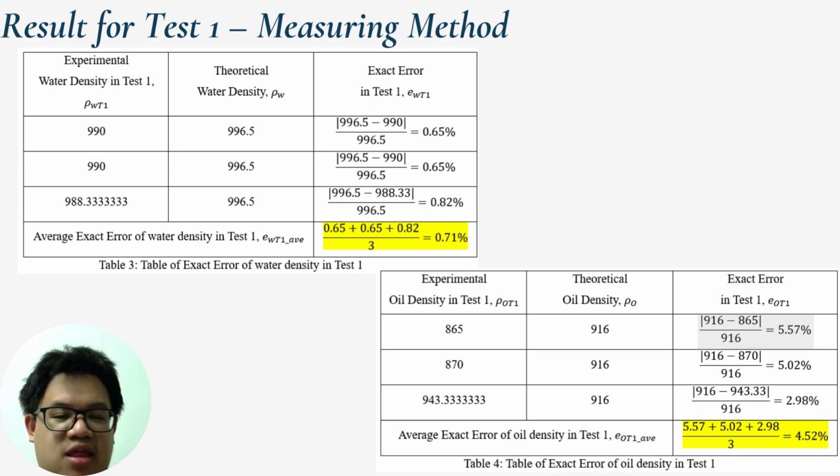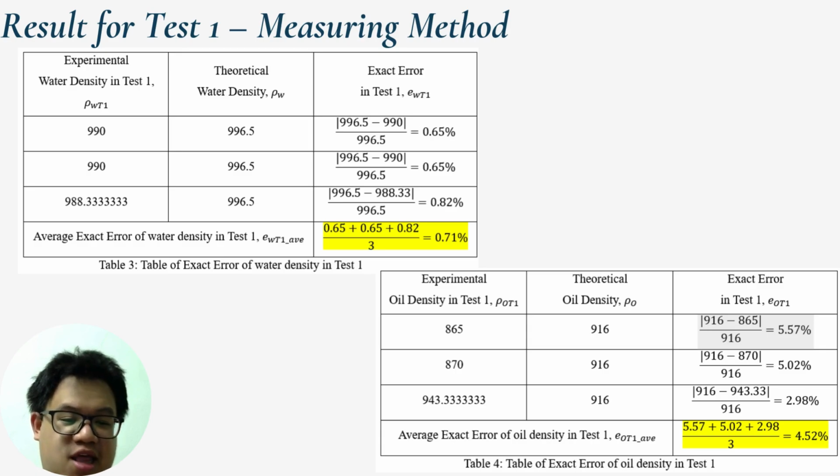So in test one, we can see that the average percentage error of water density is 0.71. I believe this is a very low number, and we can see here the first and second errors are 0.65, and the last one is 0.82. So we can conclude that in most situations, this will be very accurate data.